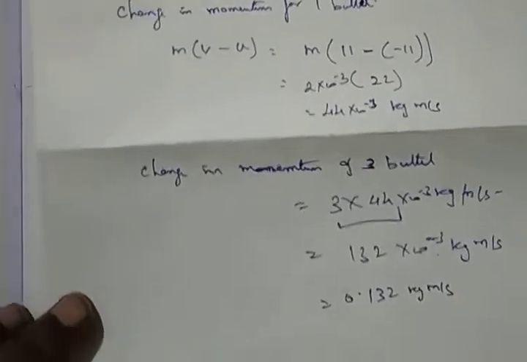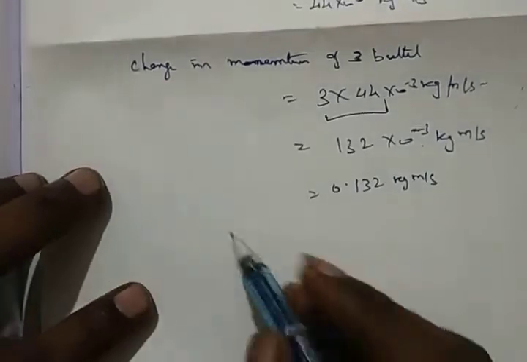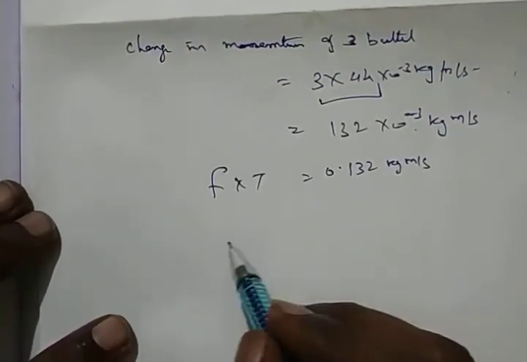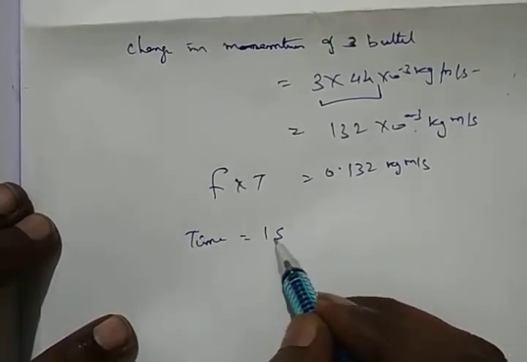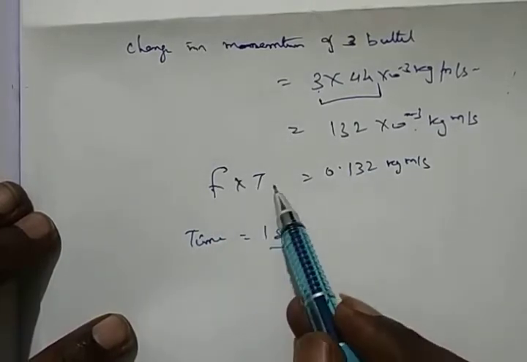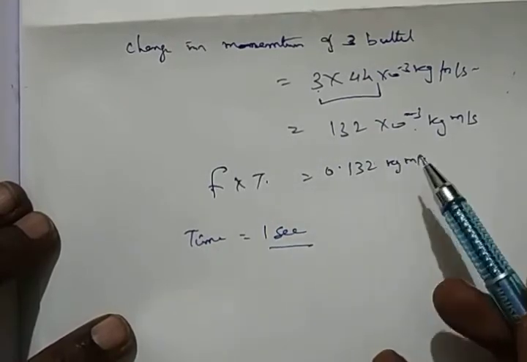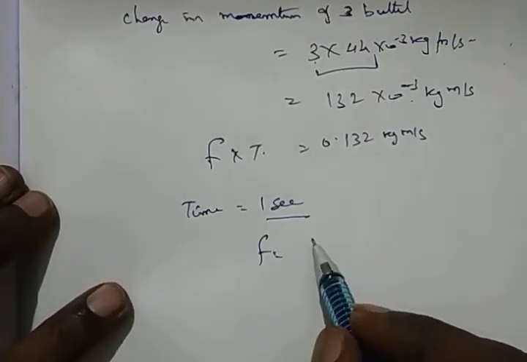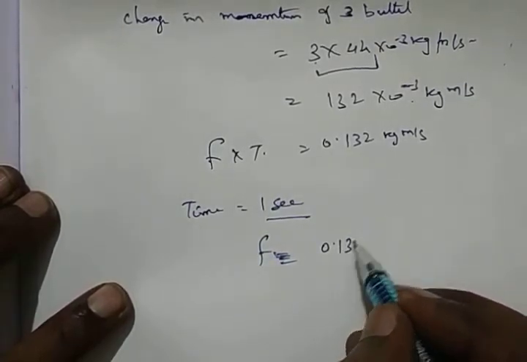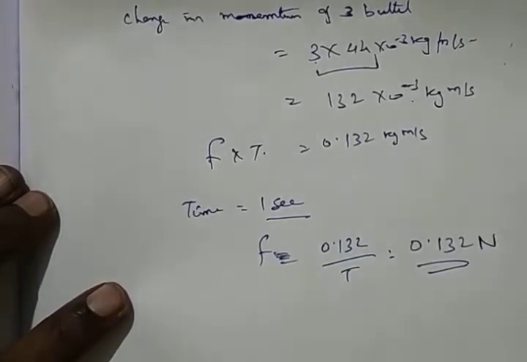Now what is the question asking? You need to find out the force which is exerted. The force which is exerted is going to be equal to F into T, force into time. So what is the time here? Time is going to be equal to 1 second. In 1 second, 3 bullets are coming out. So what is the force? If suppose 1 minute is given, 3 bullets are coming out in 1 minute, then time is going to be equal to 60 seconds, 1 minute. So force is going to be equal to, since time is equal to 1 second, 0.132 divided by time, which is 0.132 itself, newtons.